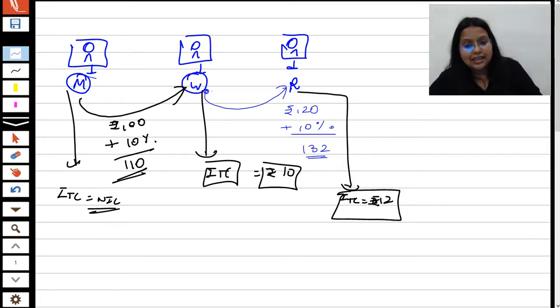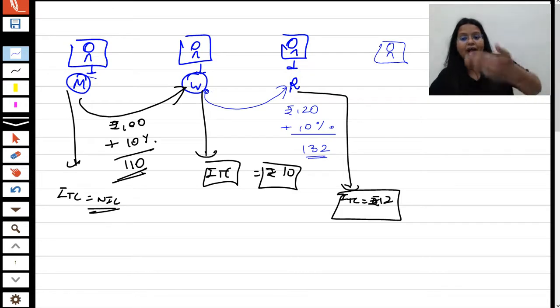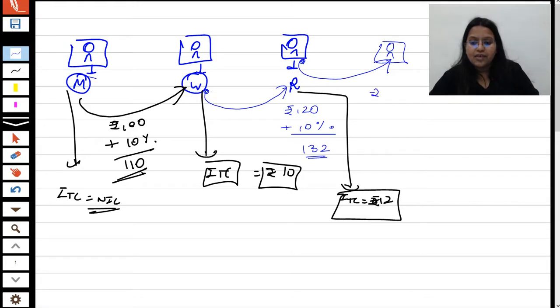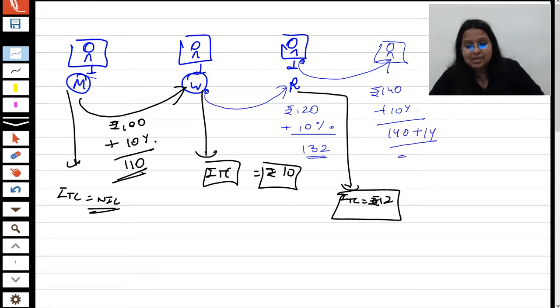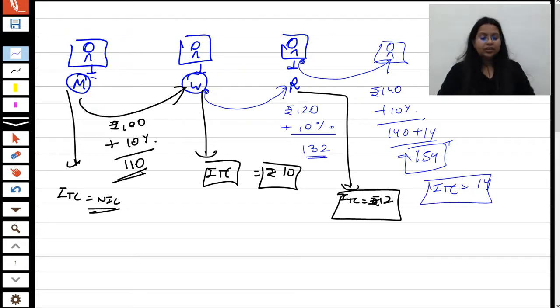Now students, then there is also a next customer, that is we, the final consumer. Obviously this retailer will also add value to the product, and says that I will sell this product to you for rupees 140. It means now the retailer will also charge the GST on that part, that is 10% of 140. So the person has paid him 140 for this plus 14 rupees as GST. It means a total of 154 rupees. And here the ITC for the final consumer is rupees 14.